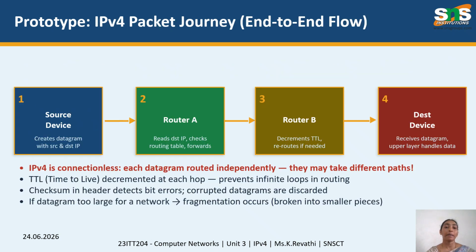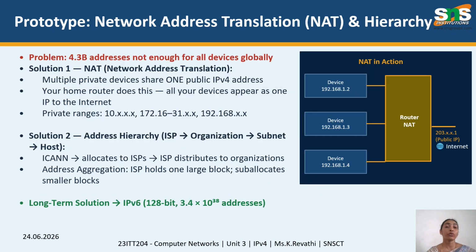The next is the IPv4 packet journey. When a packet is sent to the network, routers examine the destination IP address, which is present in the IPv4 header, and forward the packet step by step until it reaches the destination system correctly. Then the next one is NAT, that means network address translation. It allows multiple devices to share one public IP address. This helps conserve IP addresses.